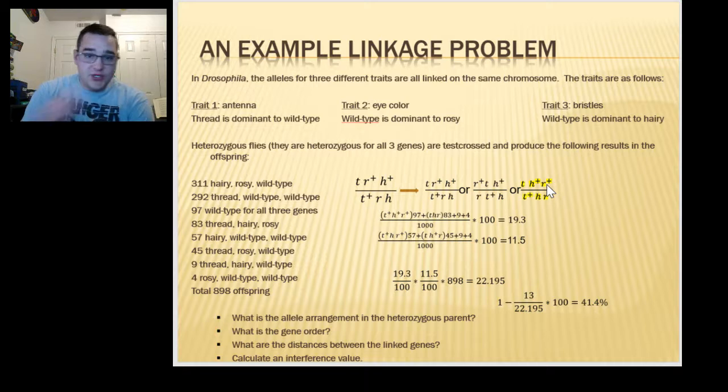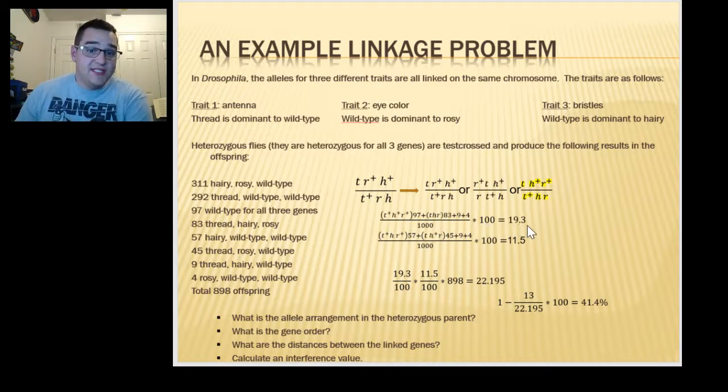From your gene order, then what you're going to do is calculate the distance between the linked genes. How you do this is you take your different types of gene here, and so we have this gene, which is 97. So wild type for all 3 genes, 97 plus the next one that's closest to it, 83 right here. And what you're doing is determining the distance between the middle gene, which is 9 plus 4. So you just take 97 plus 83 plus 9 plus 4 divided by 1,000 times 100.